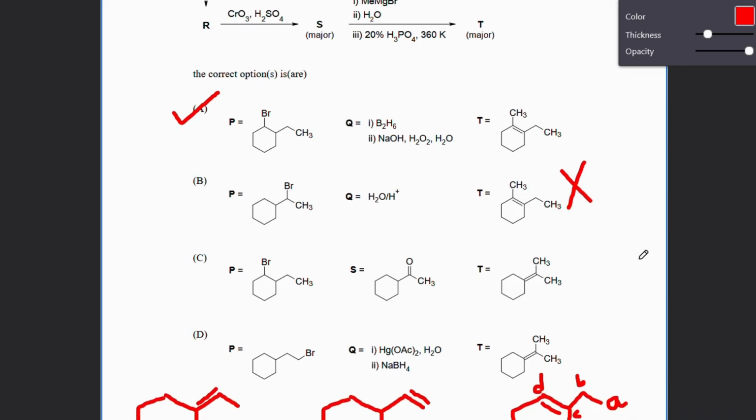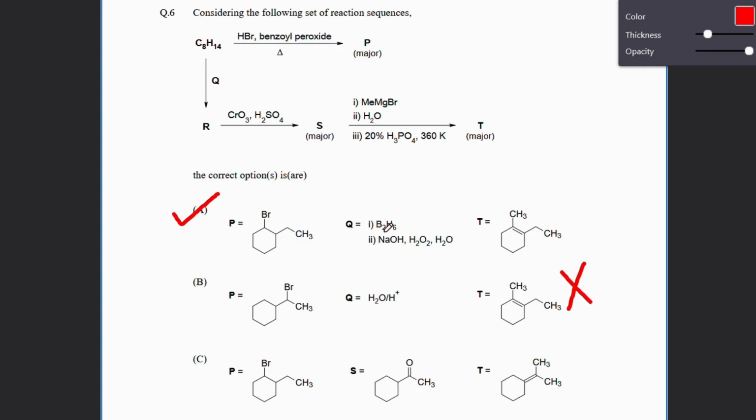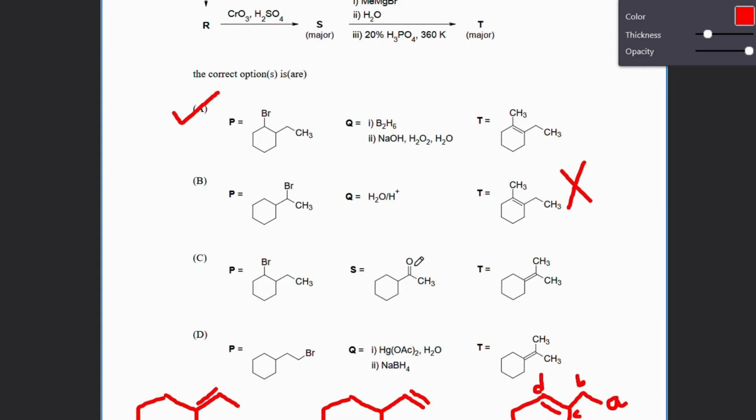Now for the third option, the Br is again at D position, so it is again the same case as the initial one. And if we go back to what we had gotten, S in this case was definitely this. Sorry, S in this case was a ketone here, not on that carbon. So this option is already incorrect. So this one has been eliminated as well.